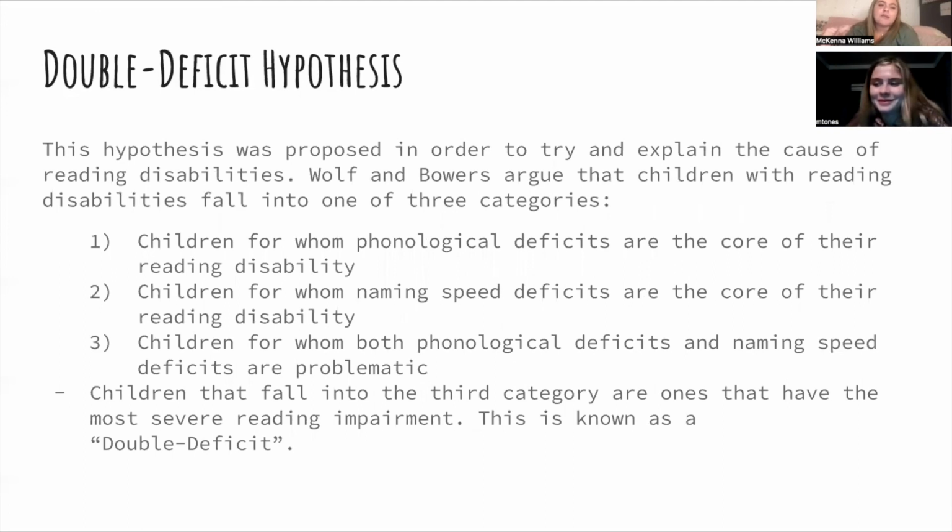The double deficit hypothesis. This hypothesis was proposed in order to try and explain the cause of reading disabilities. Wolf and Bowers argued that children with reading disabilities fall into one of three categories. One, children for whom phonological deficits are the core of their reading disability. Two, children for whom naming speed deficits are the core of their reading disability. And three, children for whom both phonological deficits and naming speed deficits are problematic. Children who fall into the third category are the ones that have the most severe reading impairment. This is known as the double deficit.